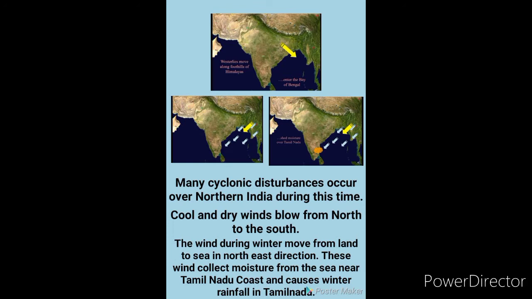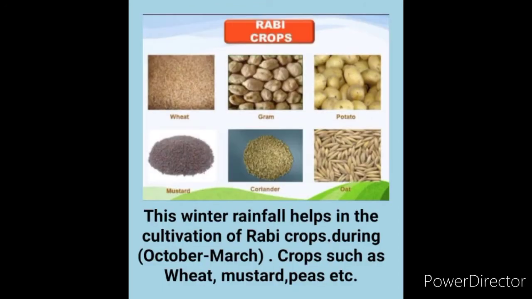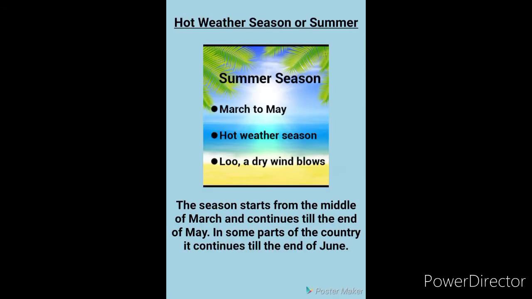The winds during winter move from land to sea in the northeast direction. These winds collect moisture from the sea near the Tamil Nadu coast and cause winter rainfall in Tamil Nadu. This winter rainfall helps in the cultivation of Rabi crops. The Rabi crops are grown during the months of October to March, and crops grown are such as wheat, mustard, peas, etc. The next is hot weather season or summer.